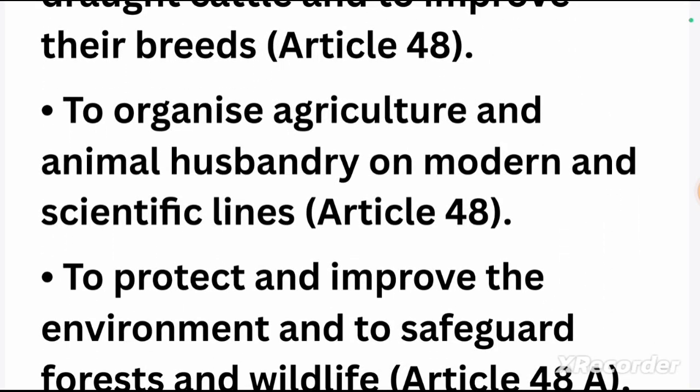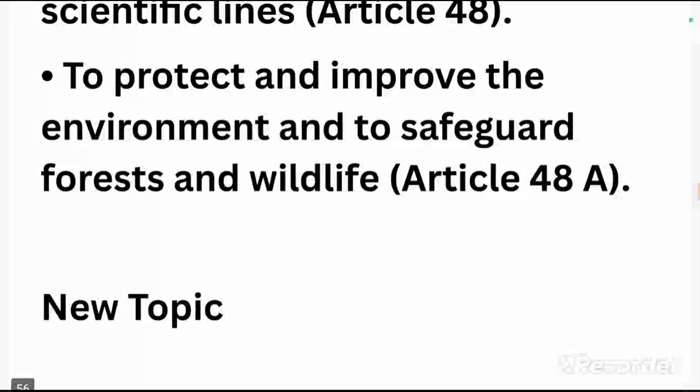To organize agriculture and animal husbandry on modern and scientific lines, Article 48. To protect and improve the environment and to safeguard the forest and wildlife, Article 48A.